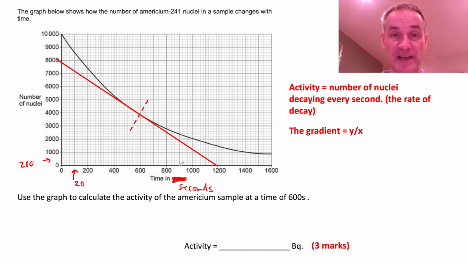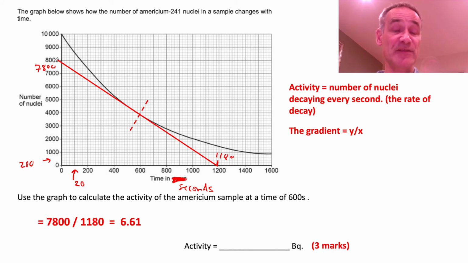So drawing a large triangle here, I make that, this point here is 1,180. And on this scale, with 200 a square, that's 7,200, 400, 600, 800. So I make that 7,800. So the gradient is y over x, which is 7,800 divided by 1,180, and that gives me 6.61. That's how you work out the activity of a radioactive sample given the number of atoms and the time.